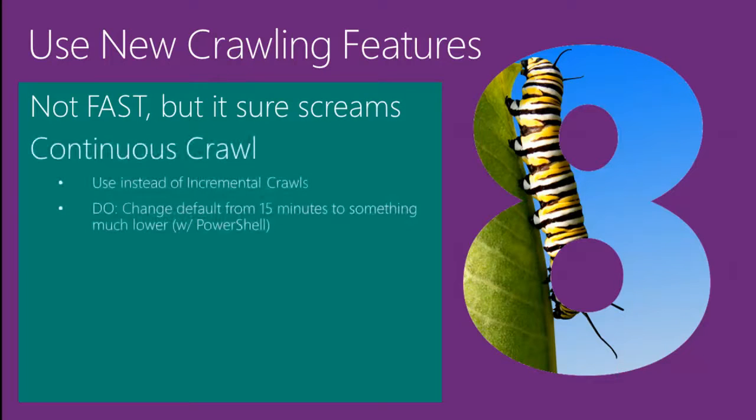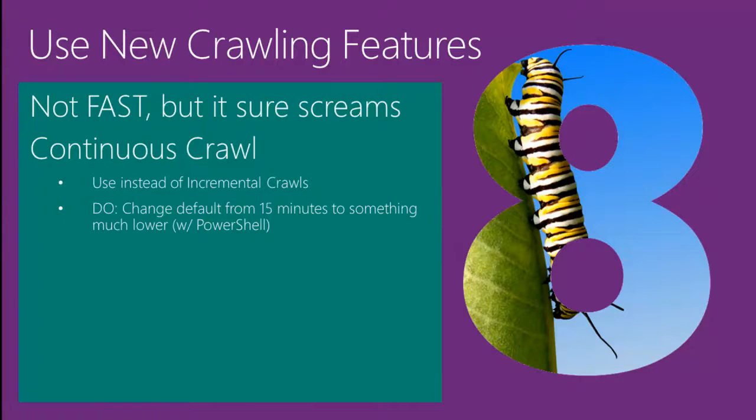So one of the first features here in crawling is something called continuous crawling. What we're recommending at KnowledgeLake is to turn on continuous crawling and use that instead of incremental crawls. Now incremental crawls haven't changed. Really a continuous crawl is just an incremental crawl. It's the same type of thing. But especially as you start scaling out your search system and your crawling system, you can have these things running simultaneously on top of each other.